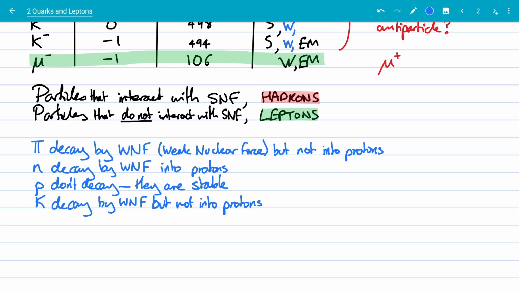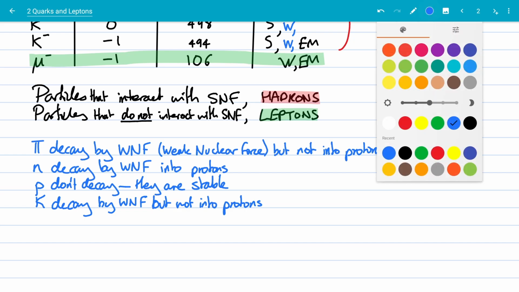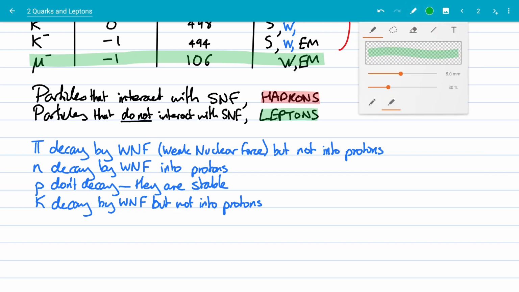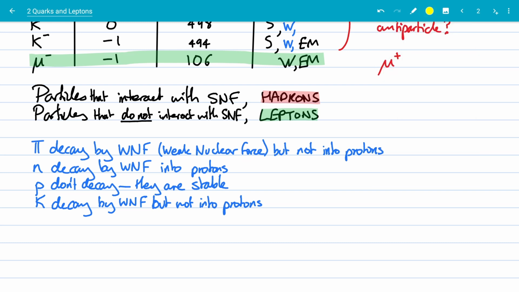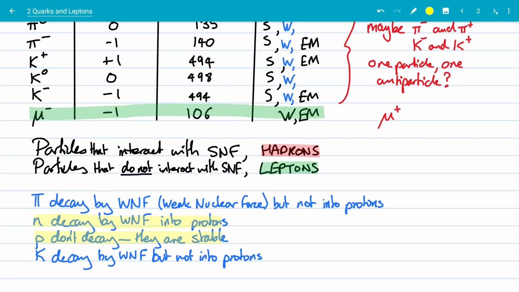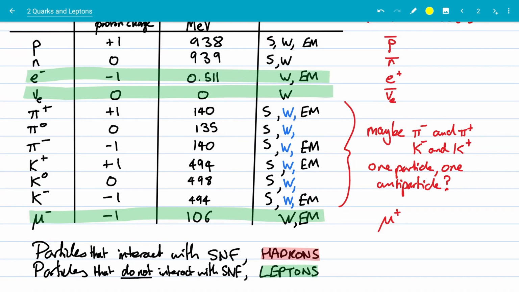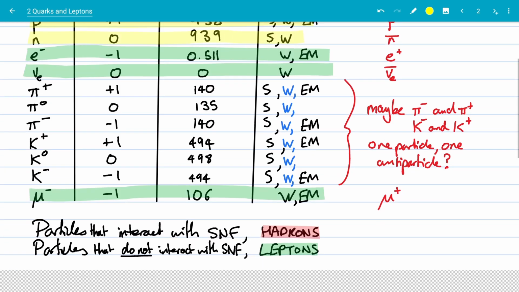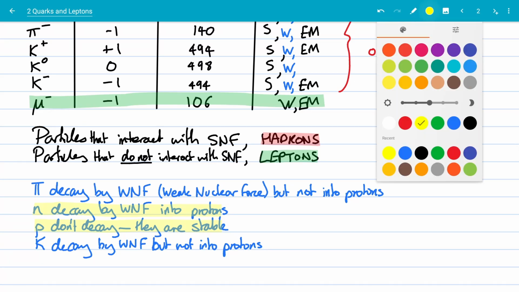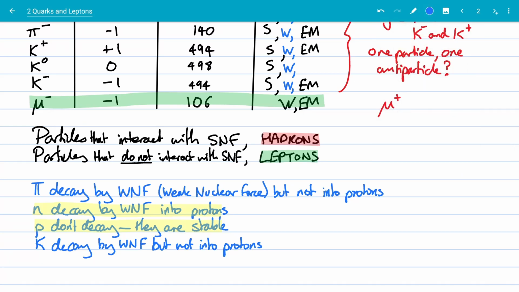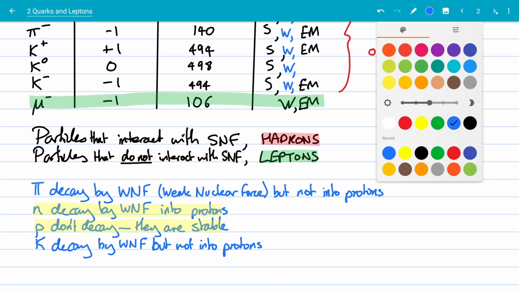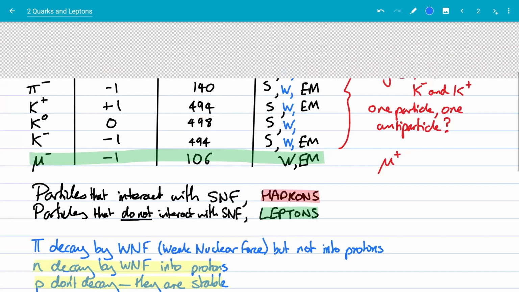So we seem to have some particles that are proton-like in the sense that they decay into protons. That's the neutrons decaying into protons, and the protons themselves are already protons. These are sort of proton-like particles. The proton would be one of them, the neutron would be another. And then we've got some particles that behave differently because they don't decay into protons.